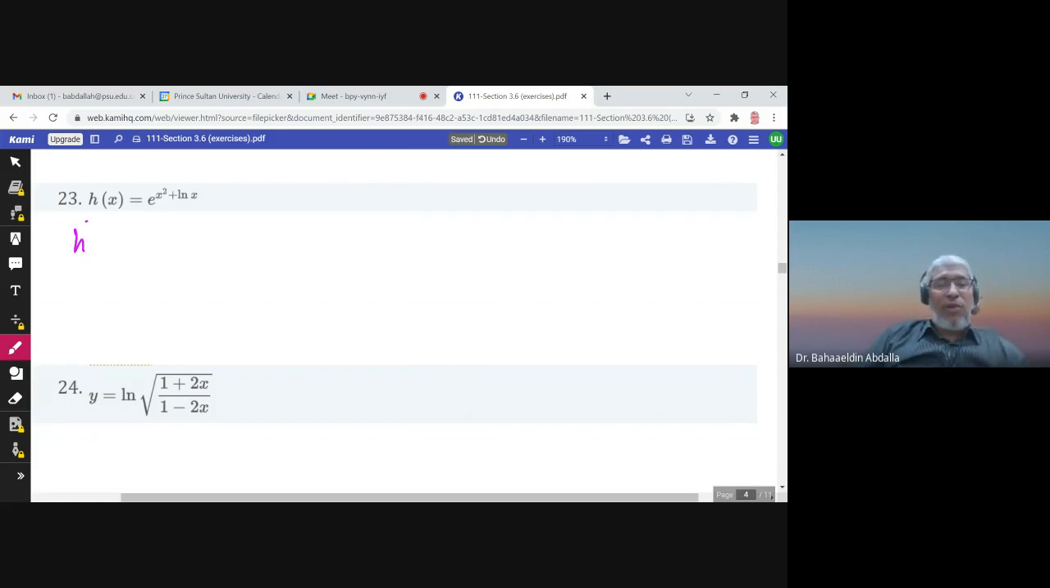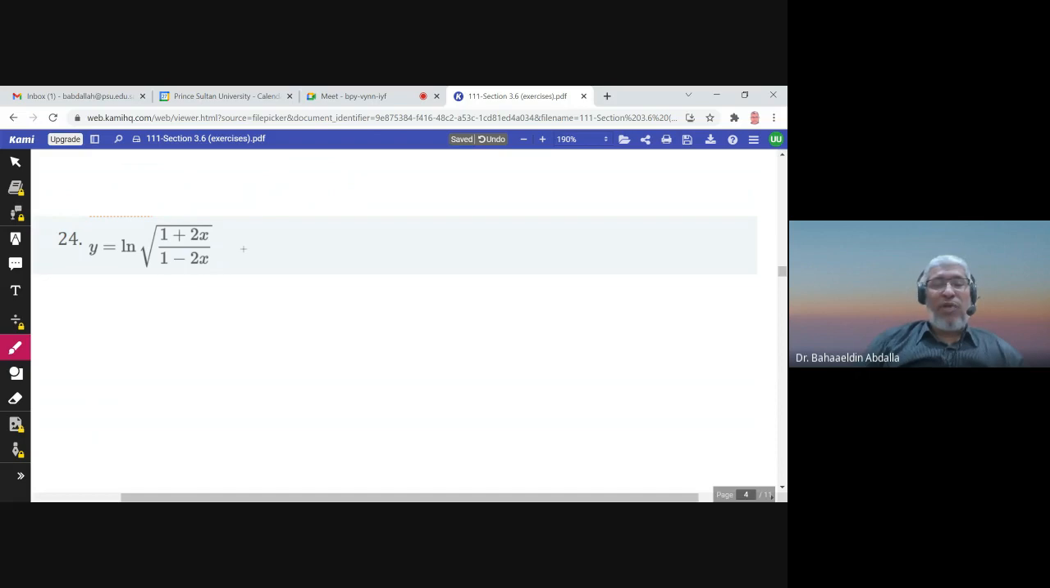Well, here h prime of x would be e, the derivative of e to the power u is e to the power u times the derivative of the u, the power. Derivative of x squared is 2x, derivative of ln x is 1 over x.